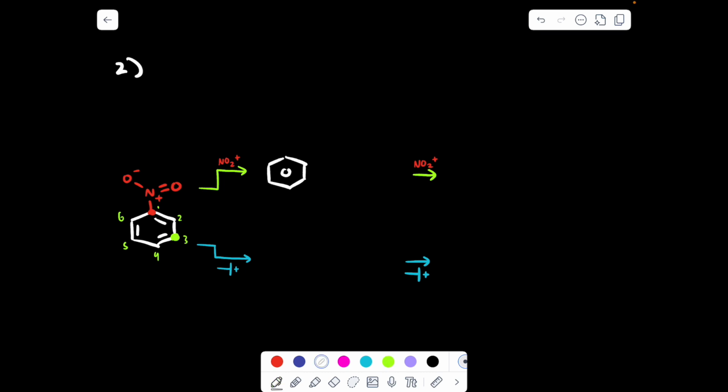Draw in everything that was originally there. So the benzene with one NO₂ group on carbon number 1, but now you've got to put an NO₂ group on carbon number 3. You also could have chosen carbon number 5, but in the case of this question, you're going to get the exact same product.